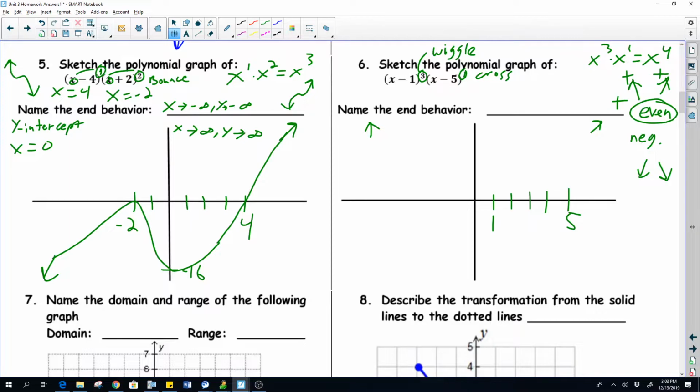So then we're going to come along here. And when we're going through that 1, because it's a 3, we're actually going to cubic. We're going to wiggle through that 1. So we're going to come along. We're going to wiggle through it, go down. Then at x equals 5, we're going to go ahead and cross through it. Just like that. So there's our graph.